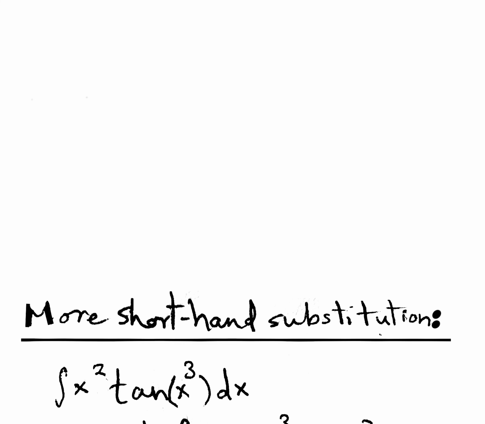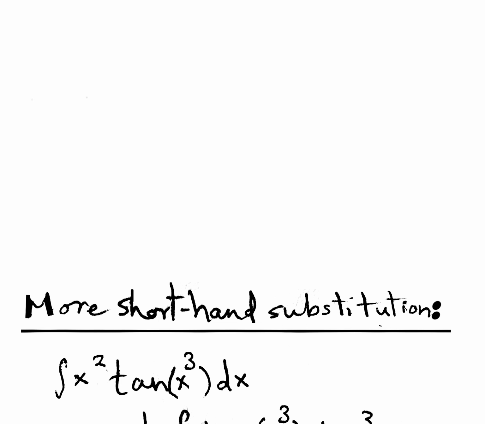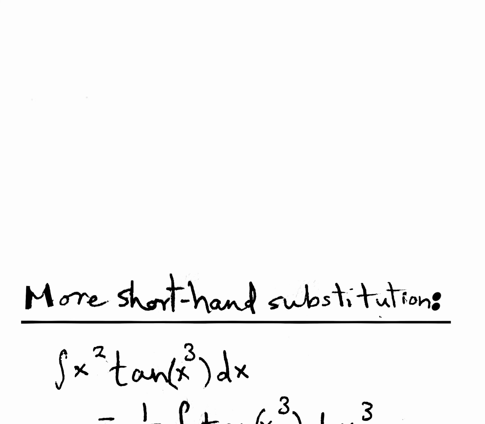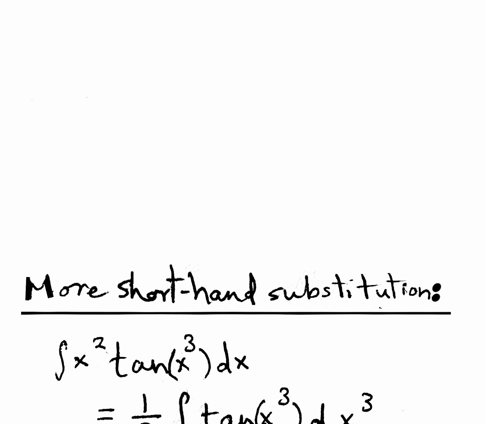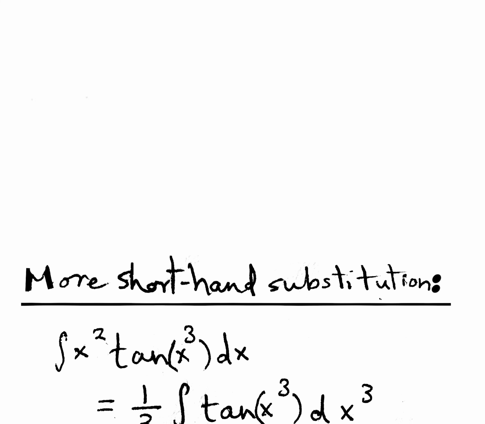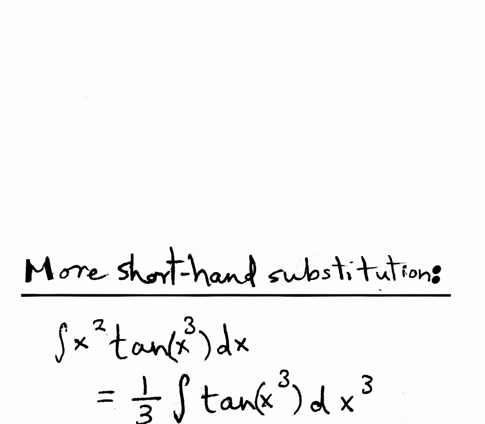Hello everyone. Once again, we return for another example of shorthand integration using the quick method of shorthand substitution from my last video. Today's integral will be for the expression of x squared multiplied by the tan of x cubed.